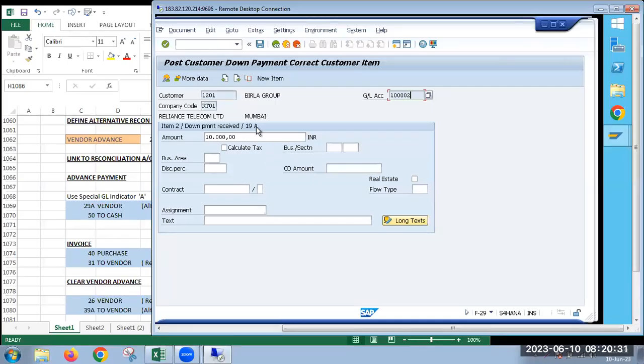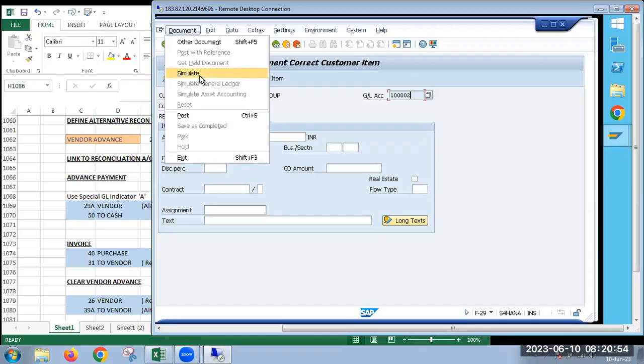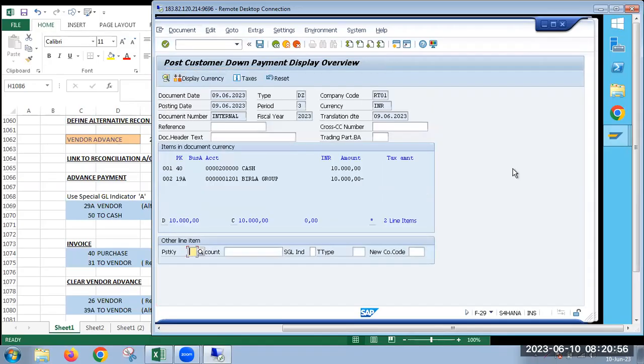So we can say 19A. The system will credit the customer with a special GL entry, not a regular transaction. So it is a special GL entry using an alternative GL, with the special GL indicator. So 19A. The transaction will be like this, and we can post it.